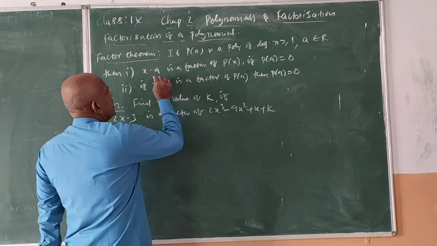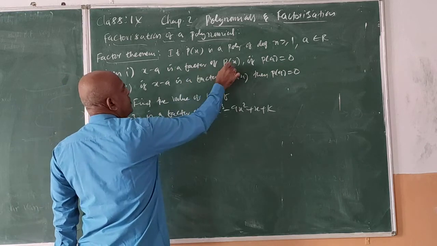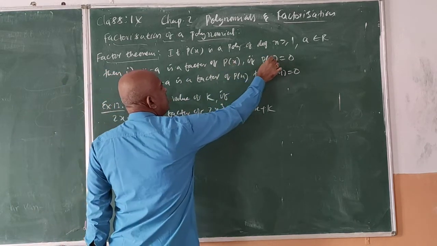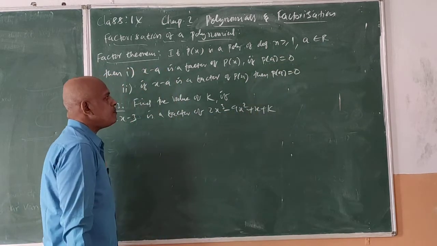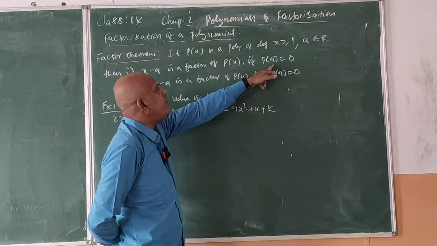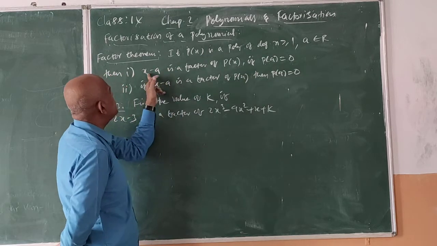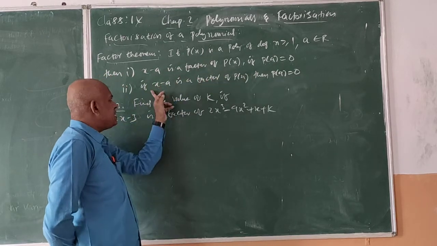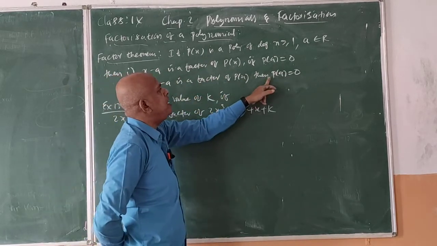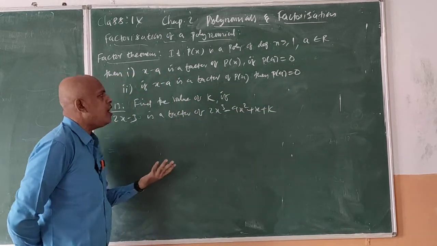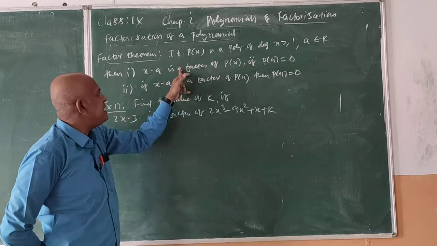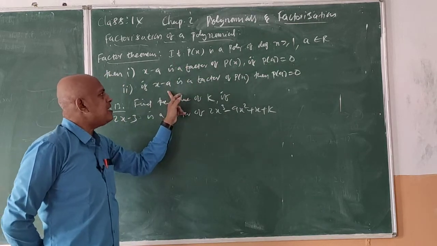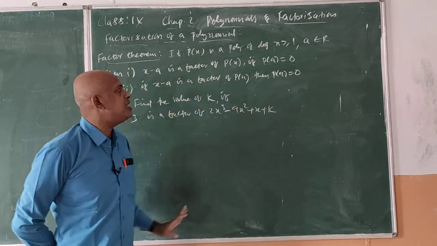When x minus a is a factor of the given polynomial, the remainder p of a is equal to 0. If the remainder p of a is equal to 0, then x minus a is a factor. If x minus a is a factor, then the remainder p of a is equal to 0. Mutual, like converse. Remainder 0 means x minus a is a factor. If x minus a is a factor, then the remainder is 0. That is the concept here.